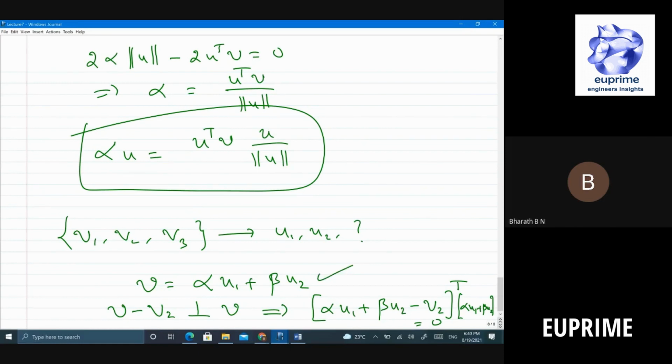Now, I will leave this as a homework problem. You are supposed to find this alpha and beta. How do you find them? There are other ways of figuring this out. For example, this is the vector, and let's say this is a three-dimensional vector. This is alpha u1 plus beta u2, right? That's what we had, u1 and u2. This is some v3. I want to minimize this distance.